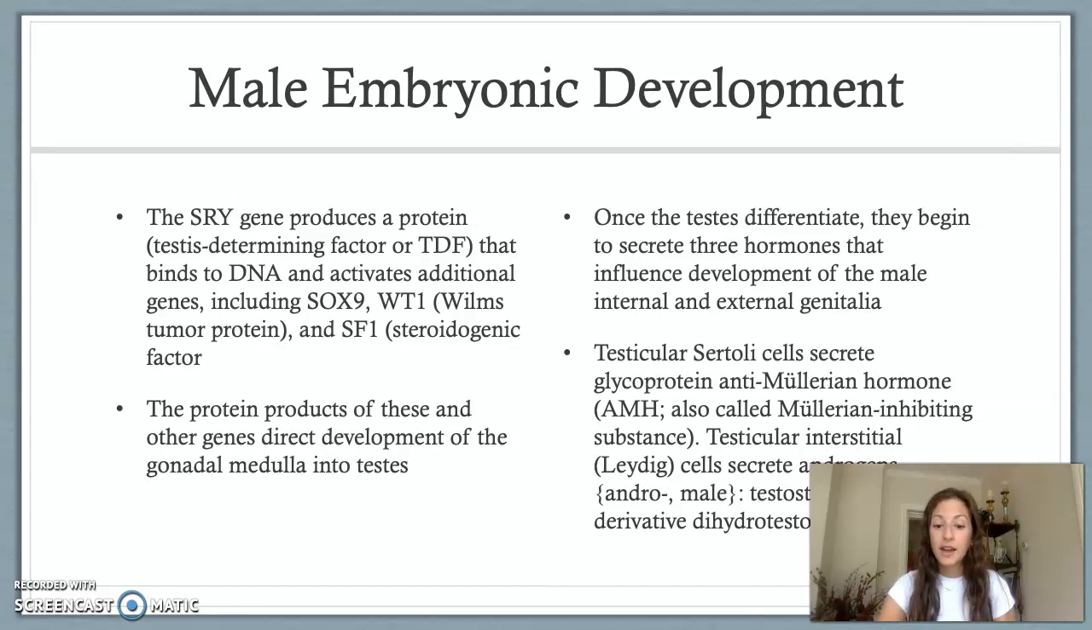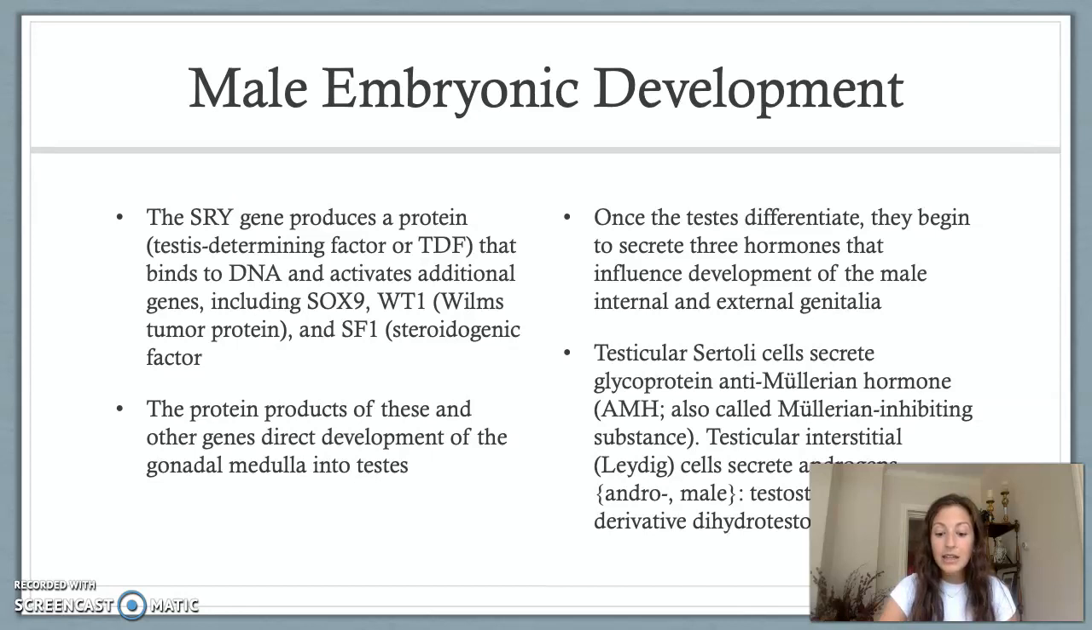It also produces SF1. The protein products of these and other genes direct development of the gonadal medulla into testes. Note that testicular development does not require male sex hormones such as testosterone. The developing embryo cannot secrete testosterone until after the gonads differentiate into testes. Once the testes differentiate, they begin to secrete three hormones that influence development of the male internal and external genitalia. Testicular Sertoli cells secrete the glycoprotein anti-Müllerian hormone, or AMH.